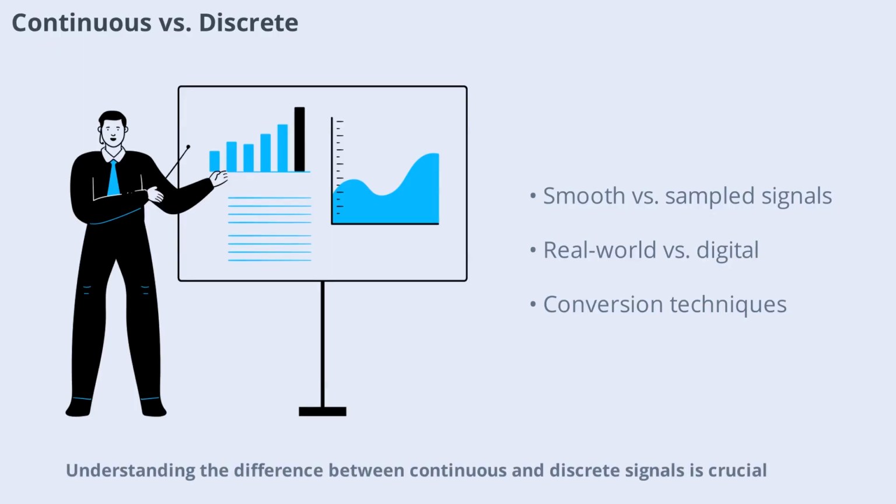Understanding the difference between continuous and discrete signals is crucial. Continuous signals are smooth and can be measured at any instant, while discrete signals are defined only at specific points. Most real-world signals are continuous, but digital systems require discrete representations. Learning how to convert between these forms is a key skill in engineering.